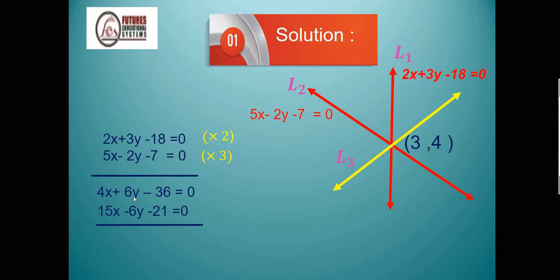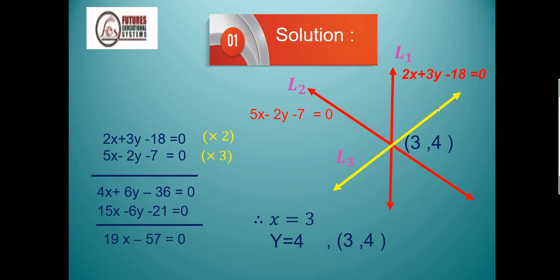Now the coefficient of y equals the coefficient of y, but with opposite sign. When we add the two equations, we get 19x minus 57 equals 0. Therefore, x equals 3, and y equals 4 by direct substitution in any equation. Therefore, we get the point of intersection between L1 and L2 equal to (3, 4).